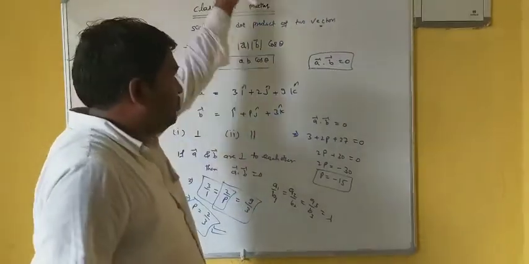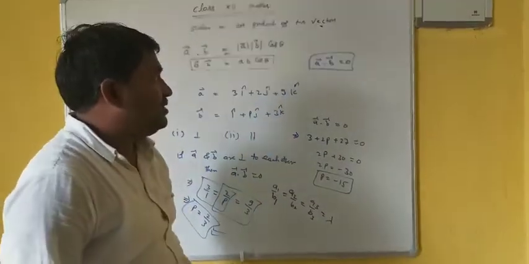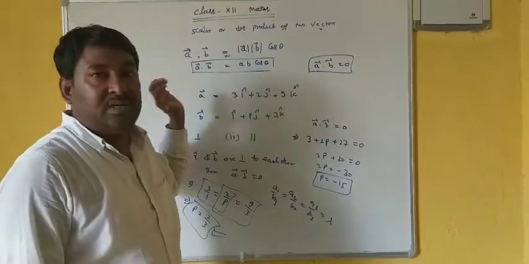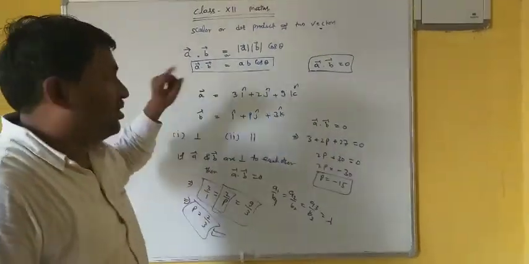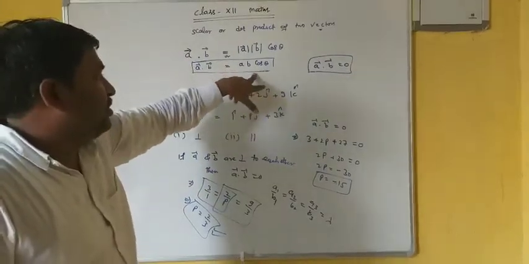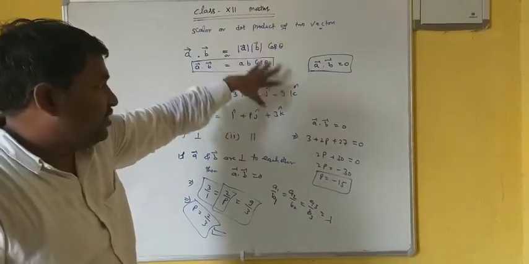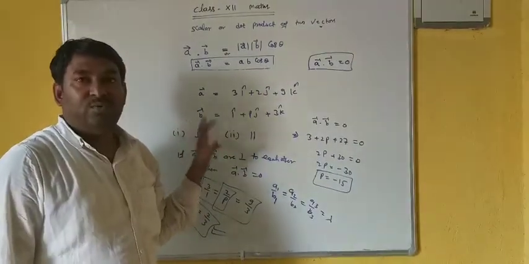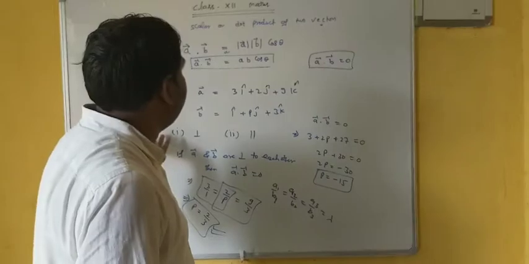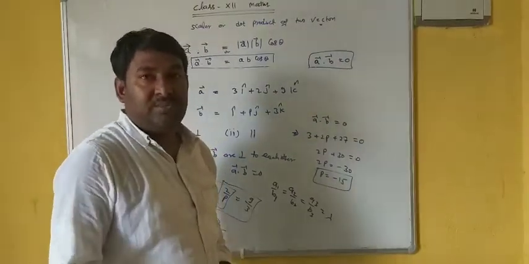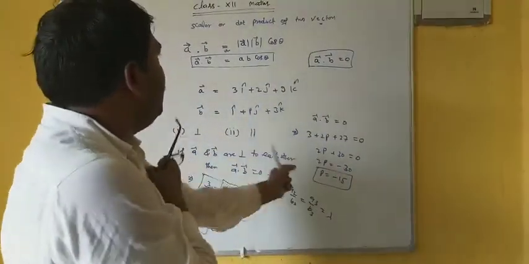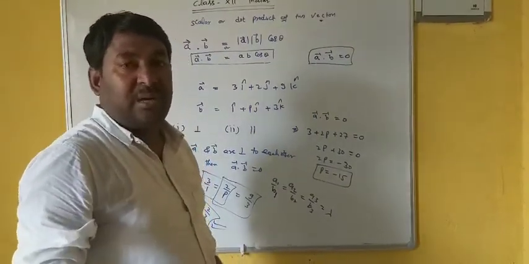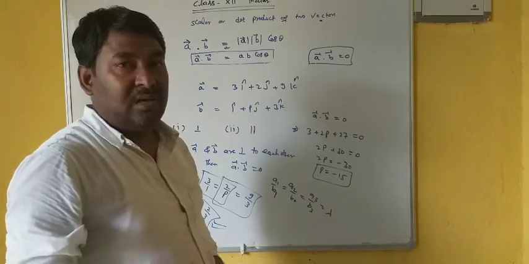In this way, try to find some more questions, angle between some more vectors, and practice by doing dot product, angle between two vectors, finding their magnitudes, and finding the condition of perpendicularity or parallelism of two vectors. In the next video I will explain how to find the projection of one vector along another vector, or the projection vector of one vector along another vector.